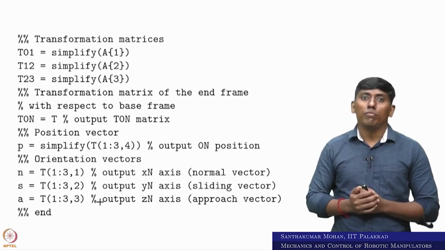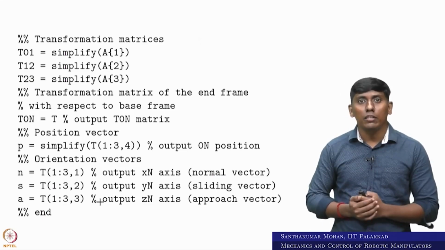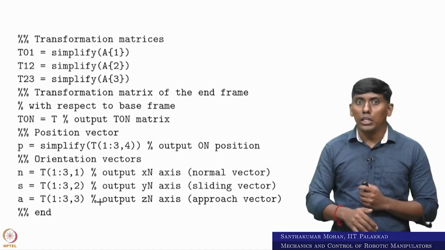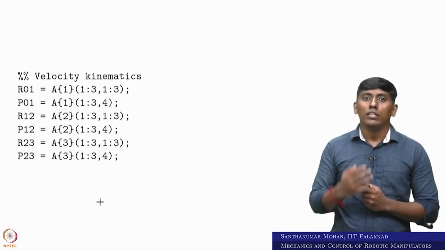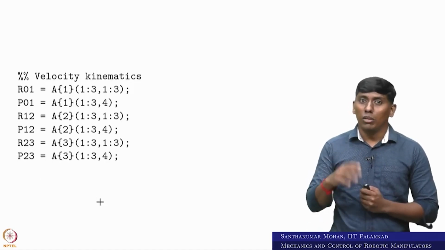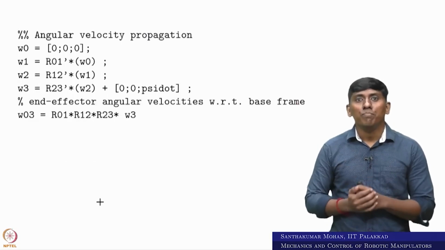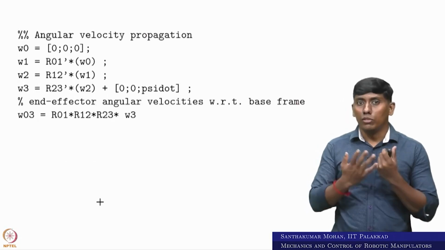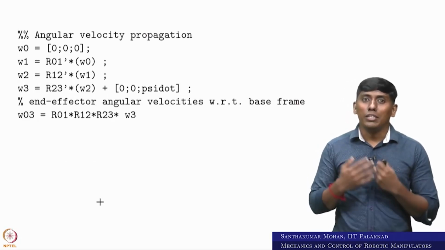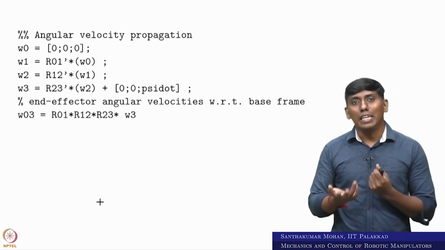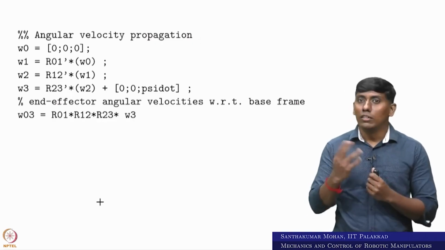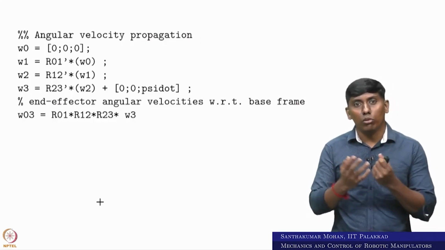Once these are all done, we can go for velocity kinematics. For that you need to know the individual rotation and position vectors, so that is what we have obtained here. Once we obtain this, we can use the angular velocity propagation, which is straightforward. Here you can see the first two joints are linear joints, then it is very simple. The third joint is rotary, that is also done.